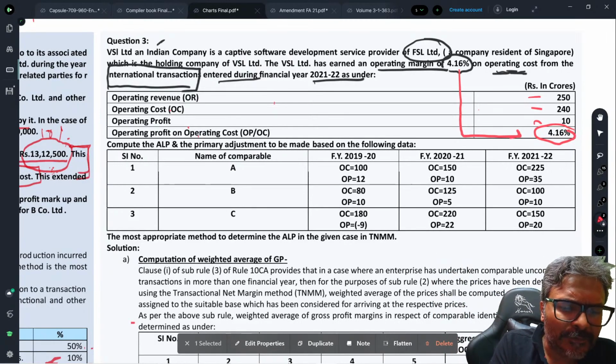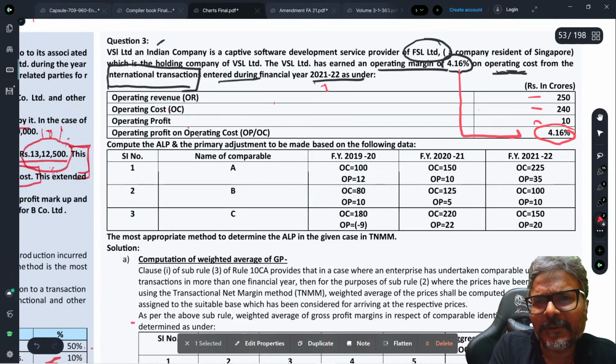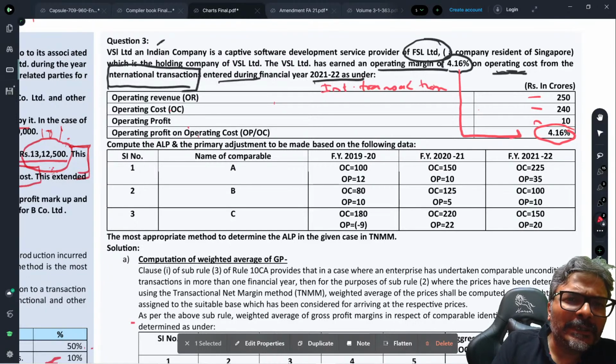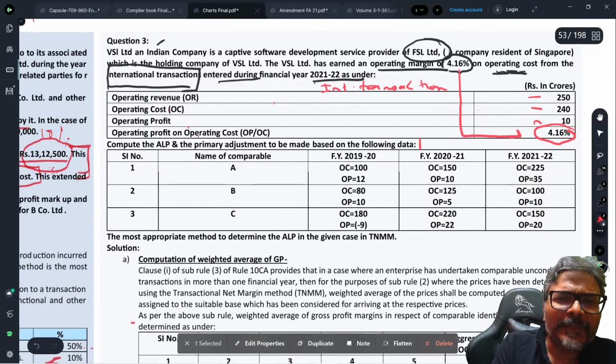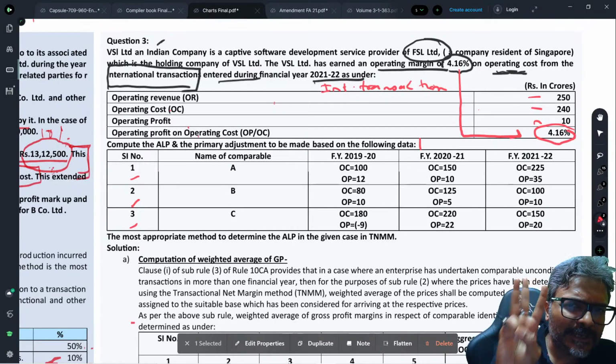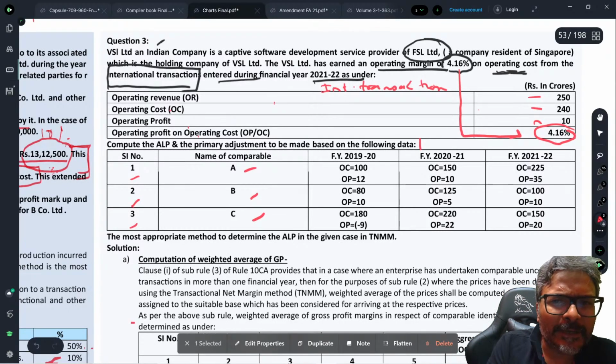Please be very careful, students, that this data is in respect of the international transaction. That is a transaction with your non-resident AE. And who is the non-resident AE? FSL Limited. Now compute the ALP and the primary adjustment to be made on the following data. And what is that, students? The ALP to be computed. There are 3 data that they have given to you. So 3 comparables are there. And can you see that, students?